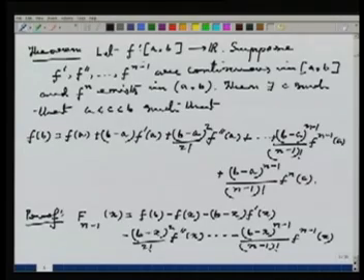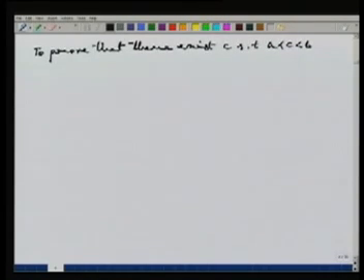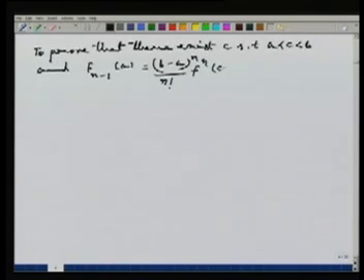That means, what is our aim? I essentially have to prove that there exists c such that a < c < b and F_(n-1)(a) equals (b minus a) to the power n by factorial n times f^(n)(c). This is what I need to prove.